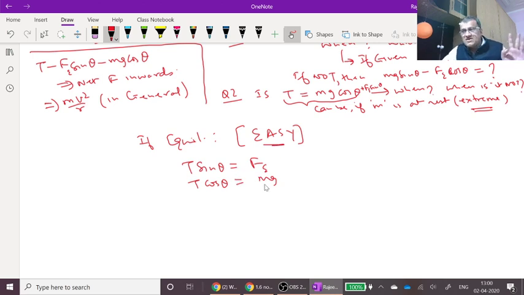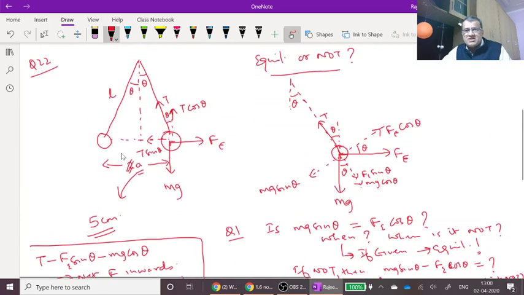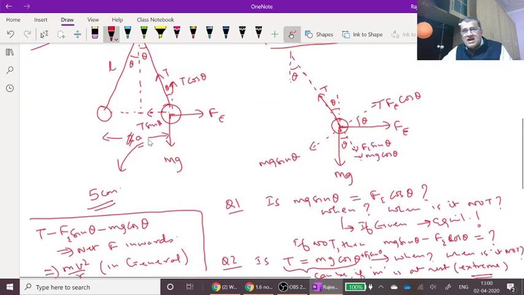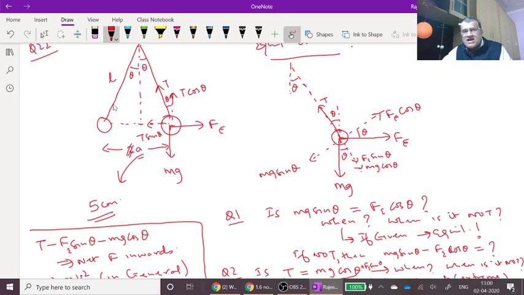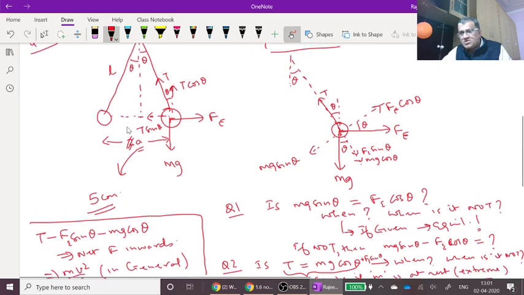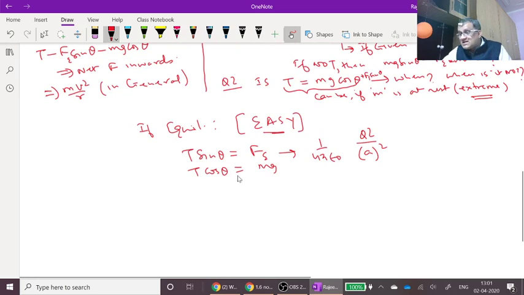T sin theta is equal to Fe, and Fe is equal to 1 upon 4 pi epsilon naught Q square upon A square, if you are taking that separation as A. And if this A or A by 2 and L are given, then sin theta and cos theta also can be found out. That is one of the questions in HC Verma.